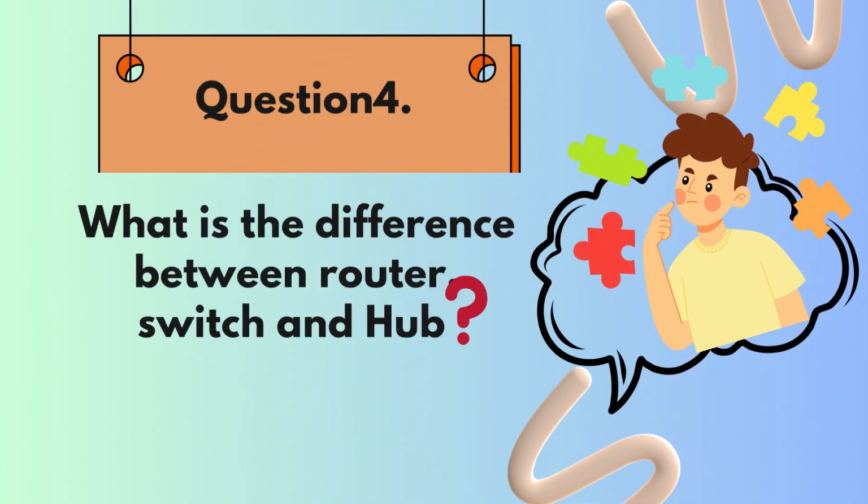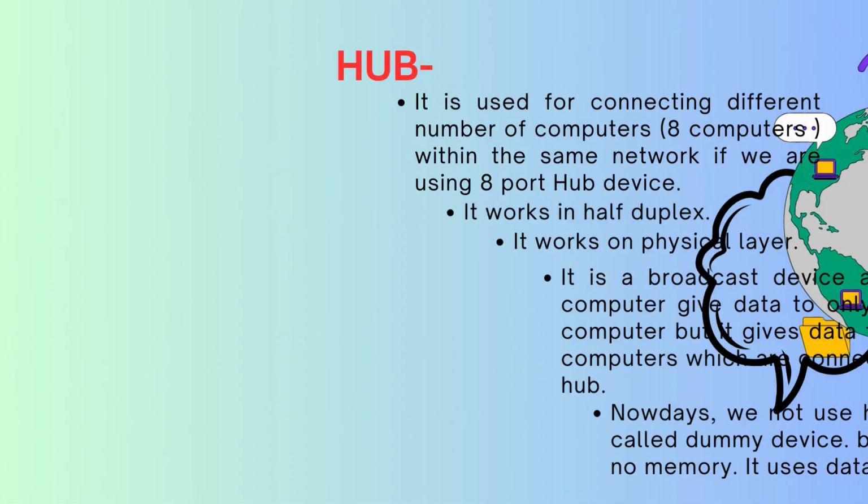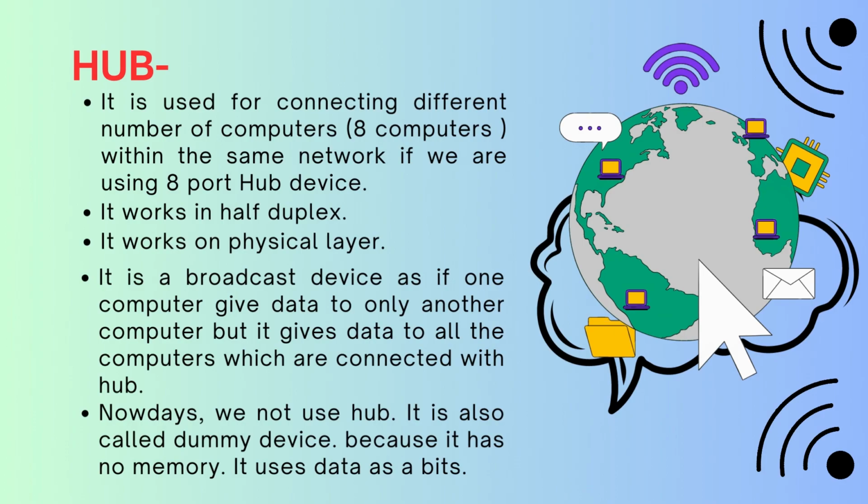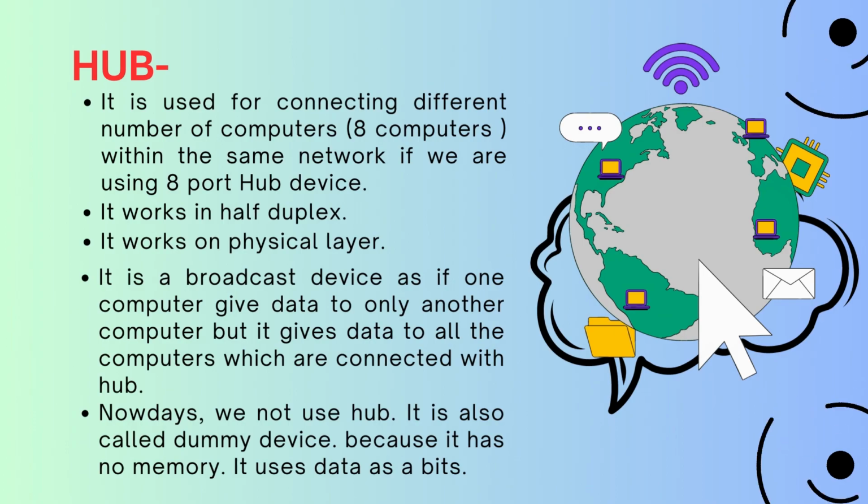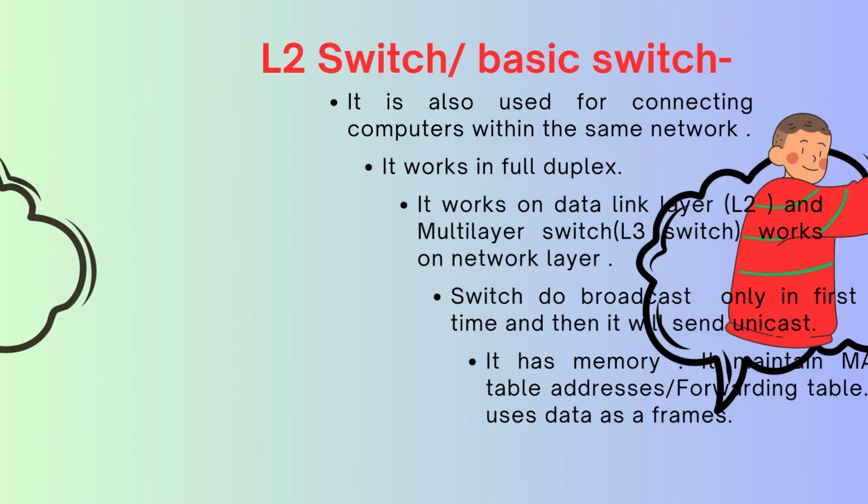Question 4. What is the difference between router, switch and hub? Hub is used for connecting a number of computers within the same network, for example 8 computers if we are using an 8-port hub device. It works in half duplex. It works on the physical layer. It is a broadcast device: even if one computer gives data to only another computer, it gives data to all the computers which are connected with the hub.